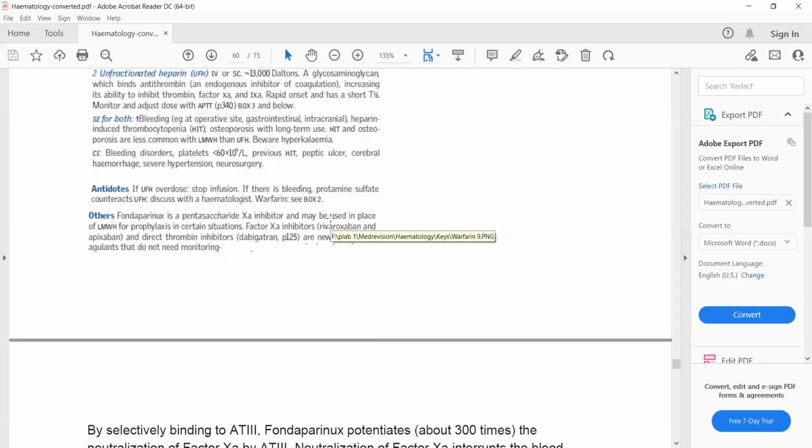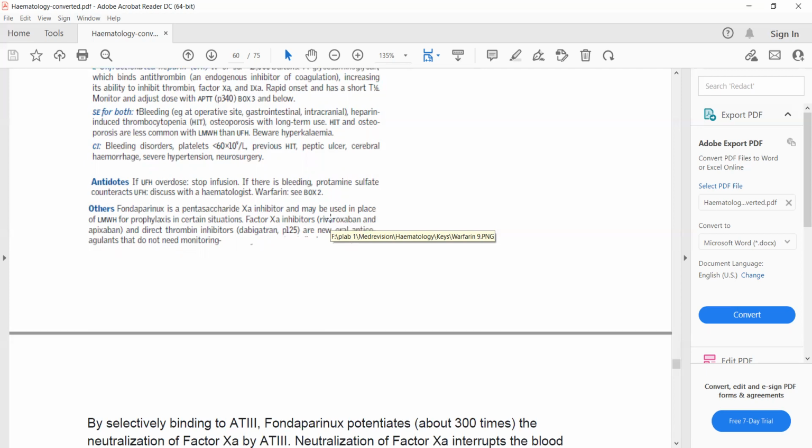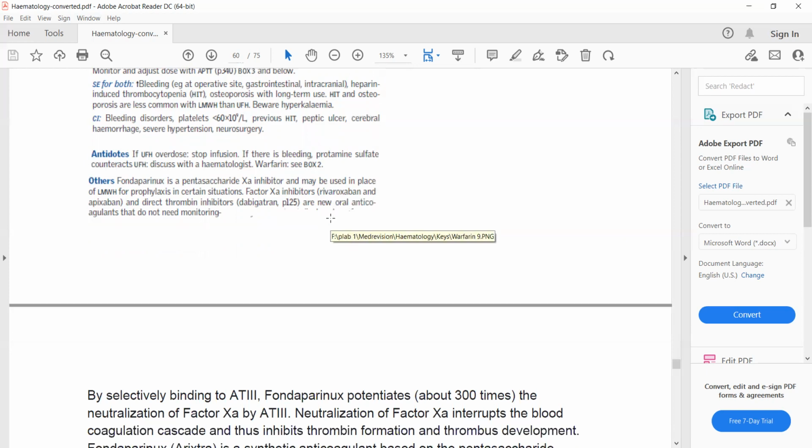Other anticoagulants include fondaparinux. Fondaparinux is basically a pentasaccharide. It is also a factor 10A inhibitor. So all these, heparin, low molecular weight heparin and fondaparinux, inhibit factor 10A indirectly, so they are also known as indirect anticoagulants. Now there are some anticoagulants that inhibit factor 10A directly by combining with factor 10A. They include rivaroxaban and apixaban.